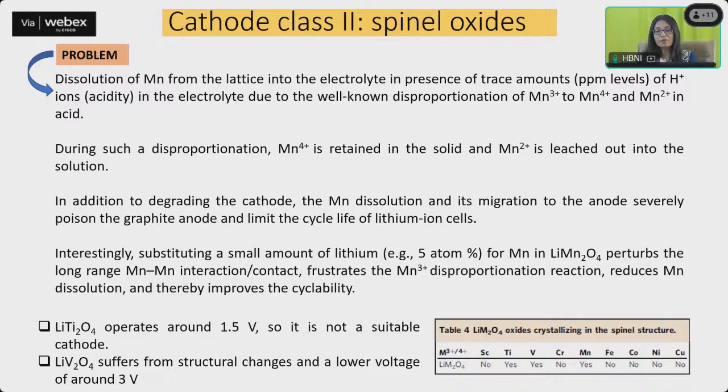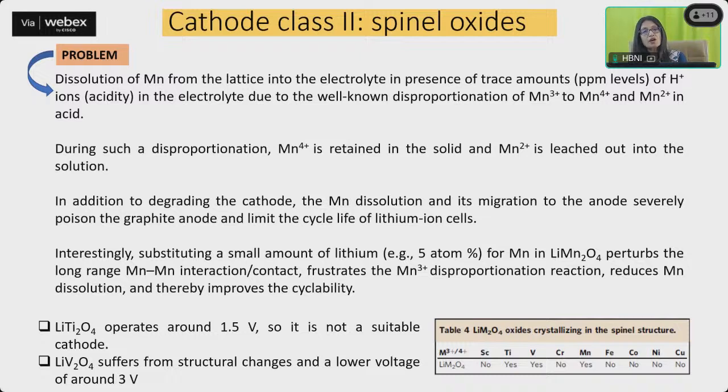So what is the problem? Now the problem lies in the dissolution of manganese from the lattice into the electrolyte. Whenever there is a trace amount of hydrogen ions in the electrolyte, why? Because there is going to be a disproportionation reaction. So your Mn3+ is going to disproportionate into Mn4+ and Mn2+ in the presence of any little amount of acidic nature in the media. And during this disproportionation, what is going to happen? Mn4+ stays in the solid, but Mn2+ gets leached out into the solution.